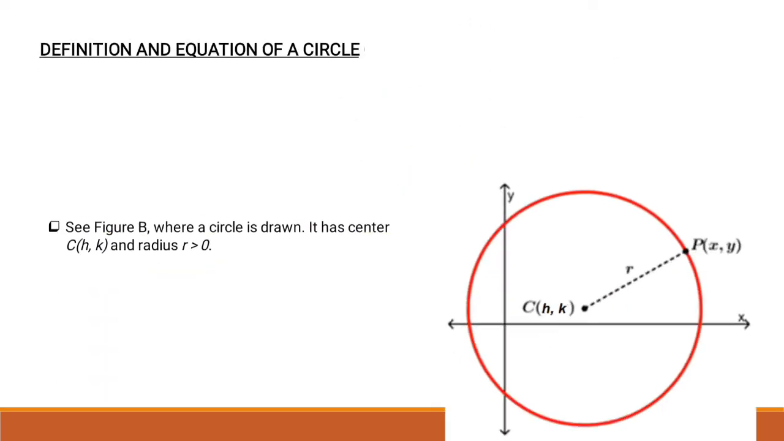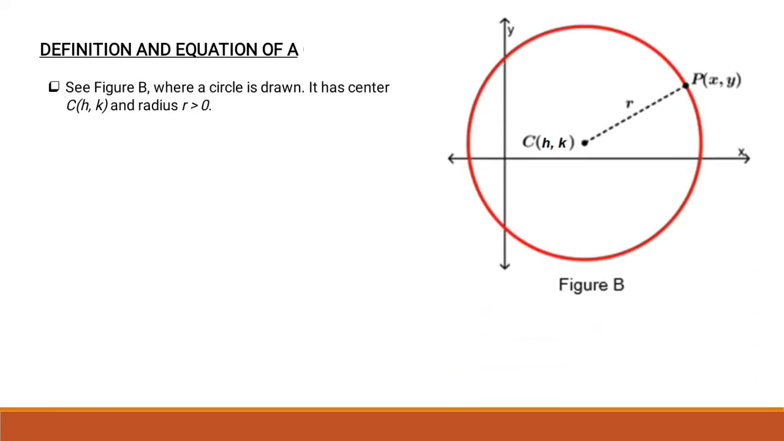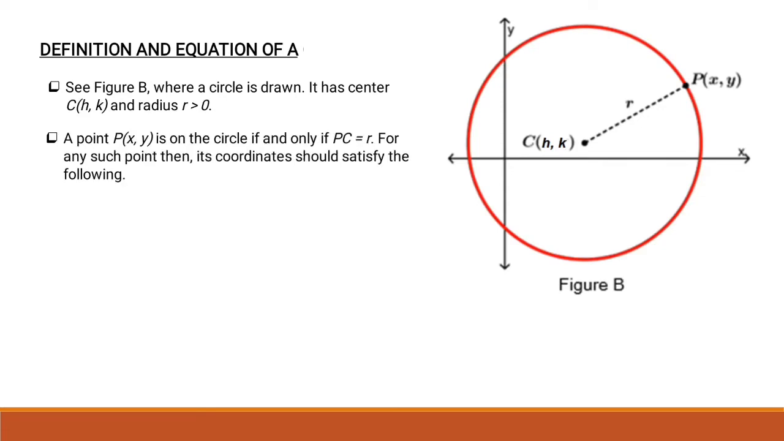Definition and equation of a circle. Let us see figure B where a circle is drawn. It has a center of C (h, k) and a radius of r greater than 0. A point P (x, y) is on the circle if and only if the segment PC is equivalent to r. For any such point, its coordinates should satisfy the following: segment PC is equivalent to r. If you will see, it is a slant line, so we will use the distance formula.